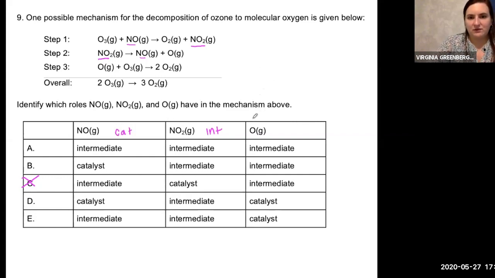So now we have to look for just the oxygen, and we can see in the second step it is made and then it's used up again. And so that is going to be an intermediate. It can be a little tricky to look for these things, but just keep in mind that intermediates are made and then used. Catalysts are used and then made. That's so that catalysts can go on and find another reaction and keep speeding them up. Okay, so the answer choice here is B.